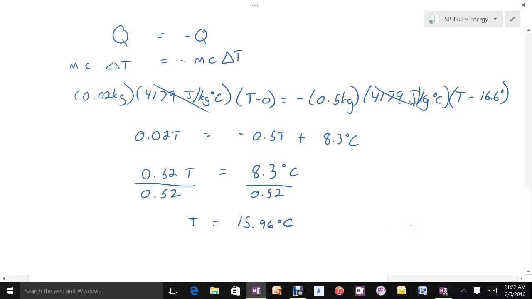So, we took the energy out of the hot cup of water to melt the ice. Then we allowed the two sources of water to come to thermal equilibrium, and the final temperature of the mixture is 15.96 degrees.